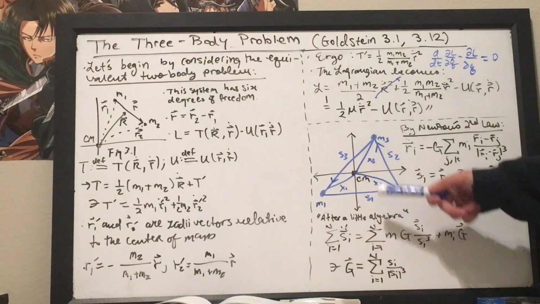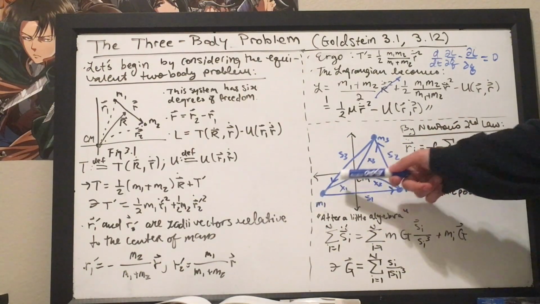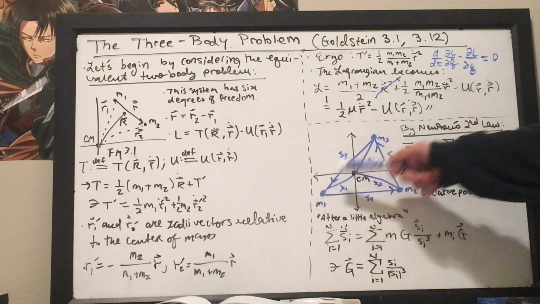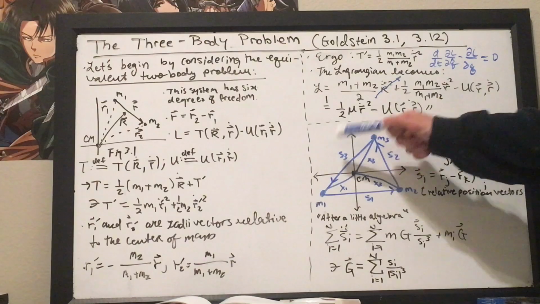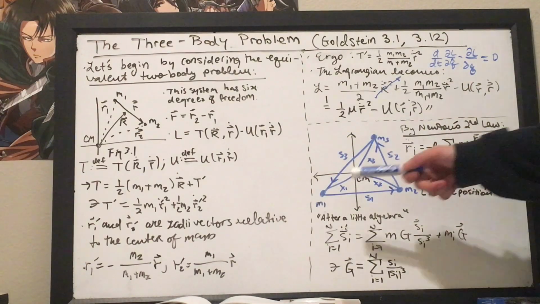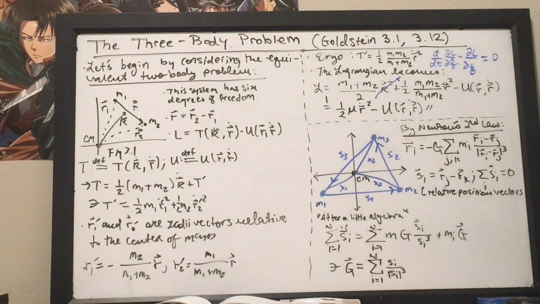So mass 1, mass 2, mass 3, right? Mass 1, mass 2, mass 3 each have a vector that corresponds to its position relative to the center of mass, and then it also has another vector that associates it with another nearby mass. So for instance, mass 1 has vectors s1, or x1, which corresponds to its relative position to the center of mass, and it also has vectors s3 and s1, which dictate its positions relative to m3 and m2.